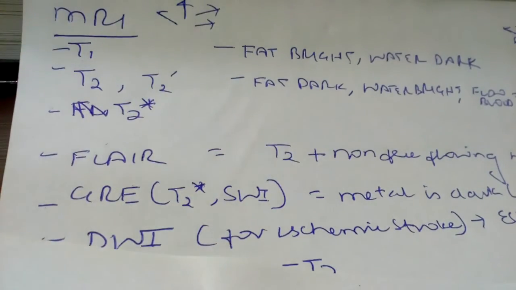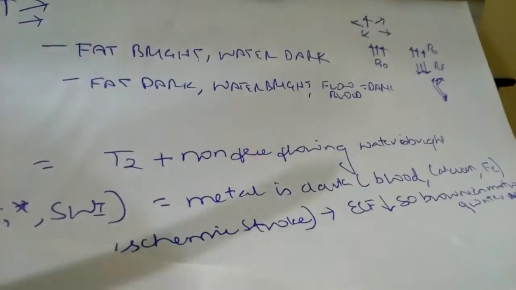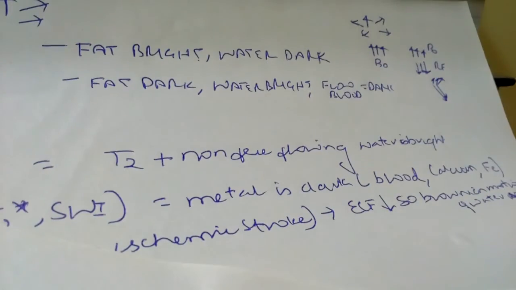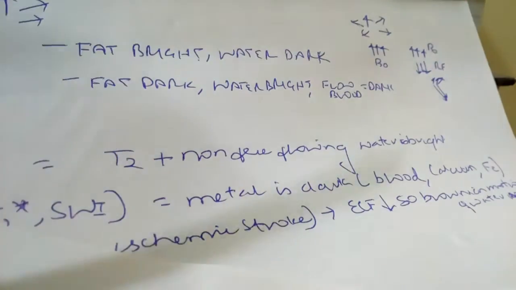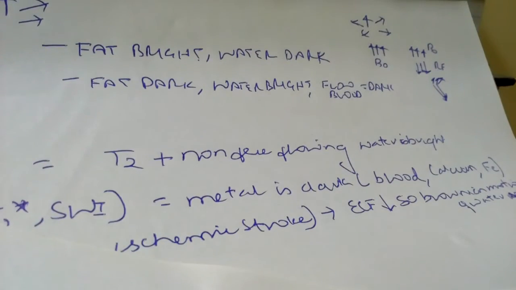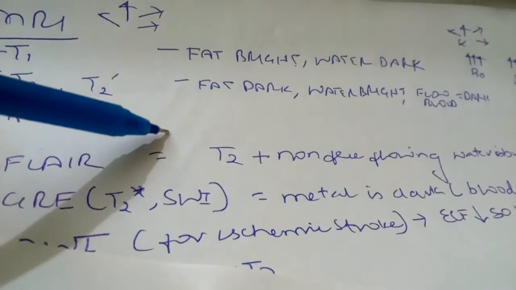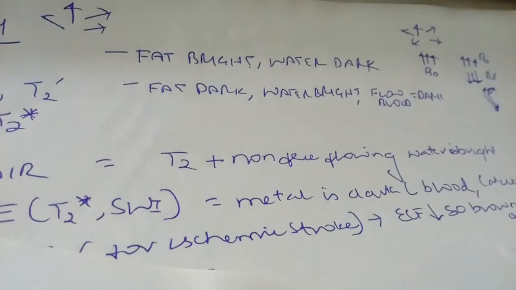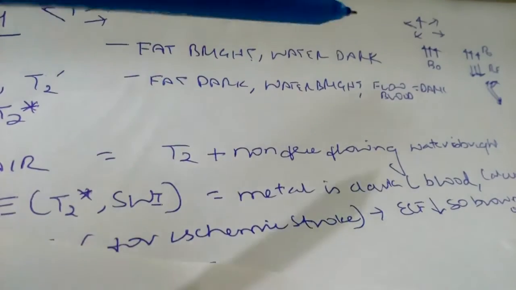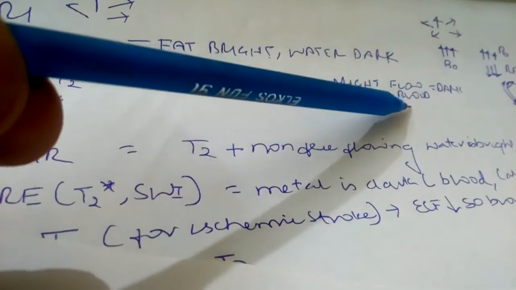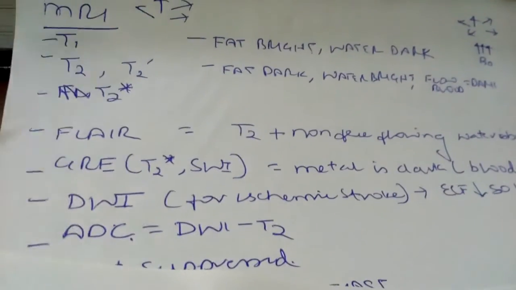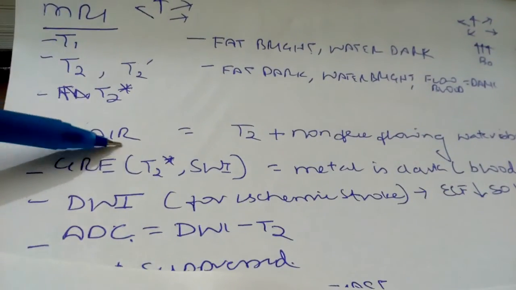In T2, the water molecules which are in phase will take a longer time to get dephased, and that is why water appears bright, and fat takes a shorter time to get dephased and fat appears dark, whereas flowing blood will appear dark. This is the one thing which you have to remember separately. Now, FLAIR is fluid attenuation inversion recovery.